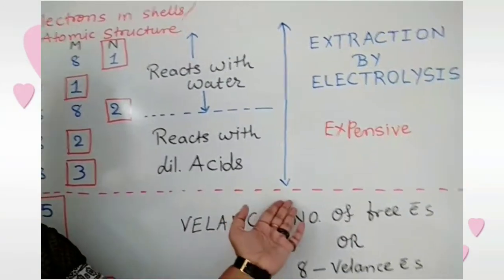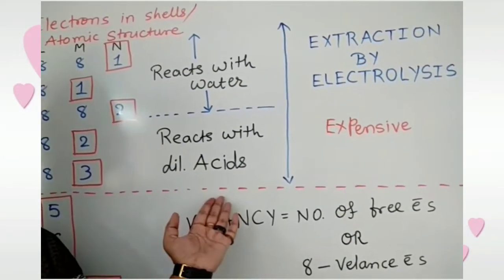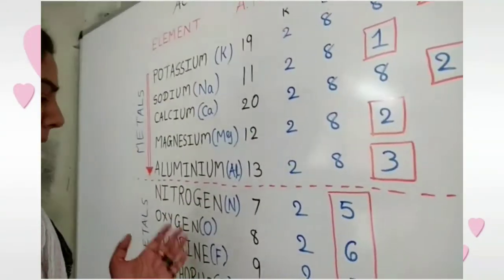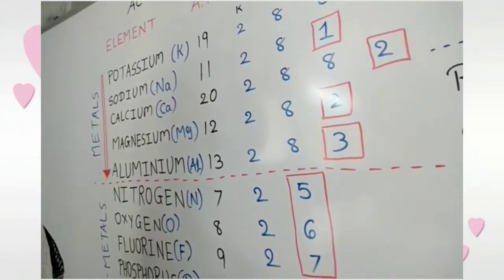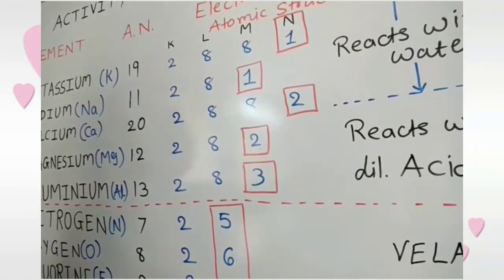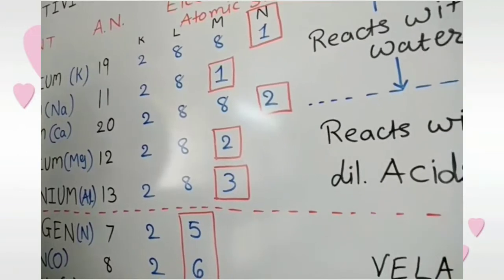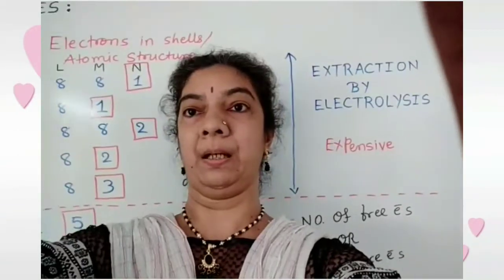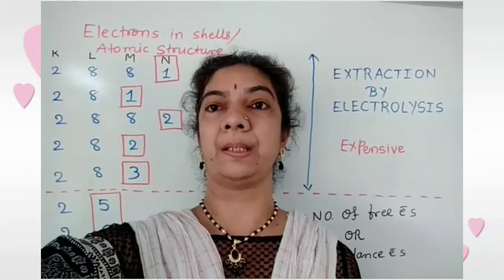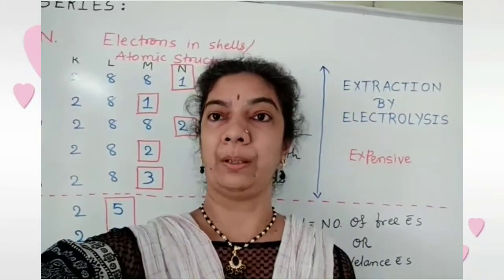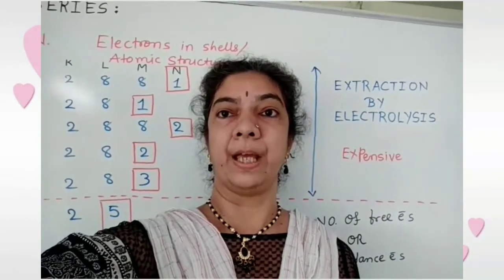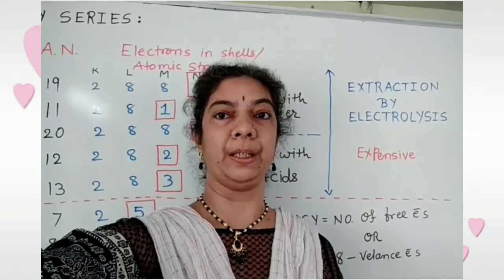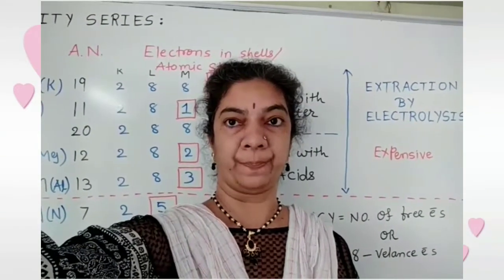Then, as I said just now, we are having the carbon, and beyond the carbon, whatever the elements are there, they all can be extracted by the reduction of the carbon. Based on these valencies, the atoms can be combined with another atom. They are forming the molecules, or they are forming the compounds.